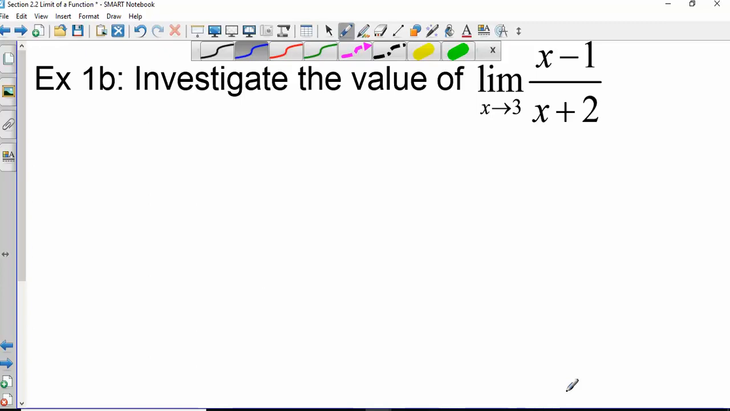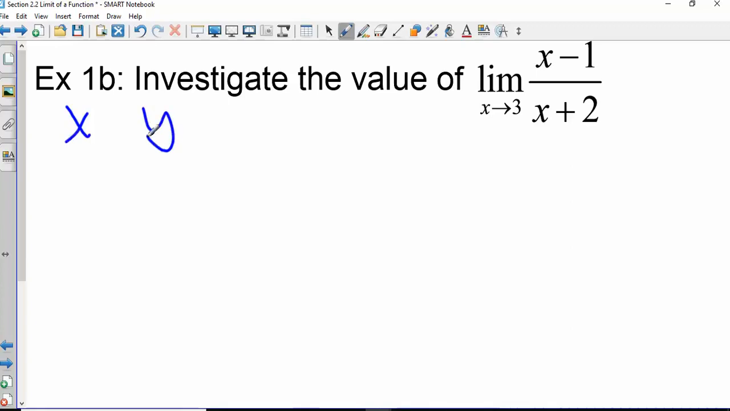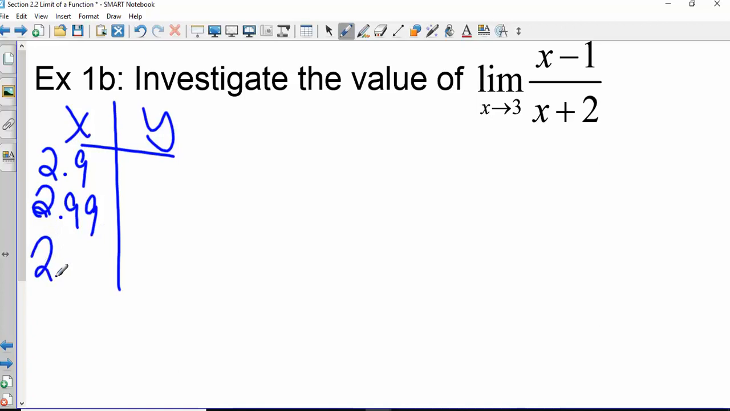So what do we do? Since it's a part 2, 3, you need to get values that come close to 3. So you set up your table, and you get 2.9, 2.99, and values that come out are 0.387.